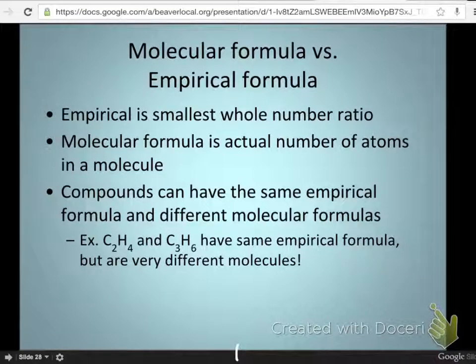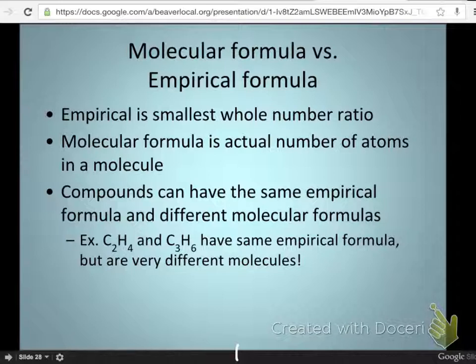We didn't formally address it. Molecular formula versus empirical formula. We said empirical formula is just the simplest ratio. So for ionic compounds, the formula you have is always empirical. But in a molecular compound, you can have something that's more than the simplest whole number ratio.